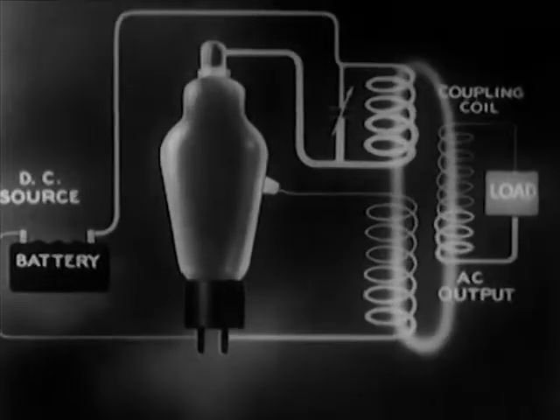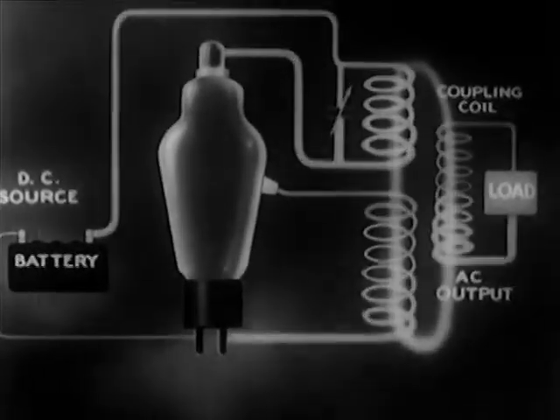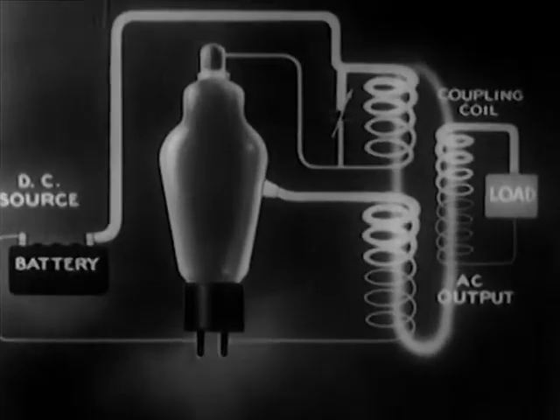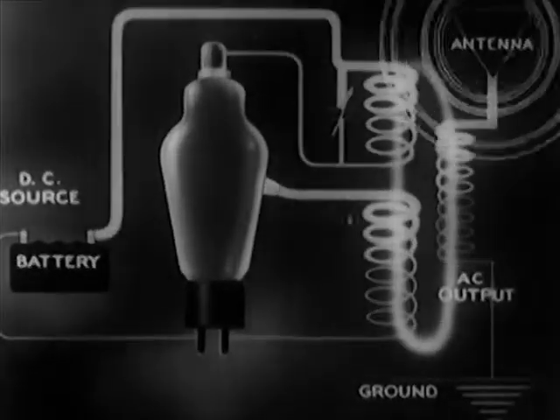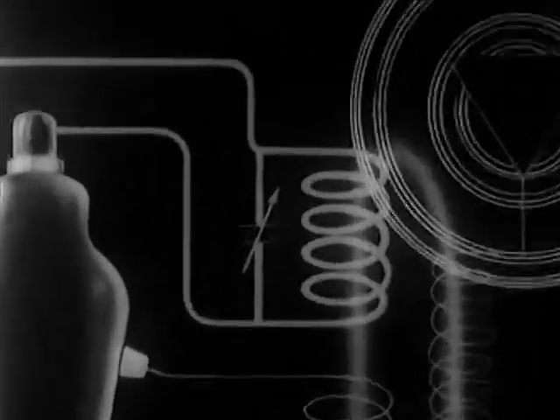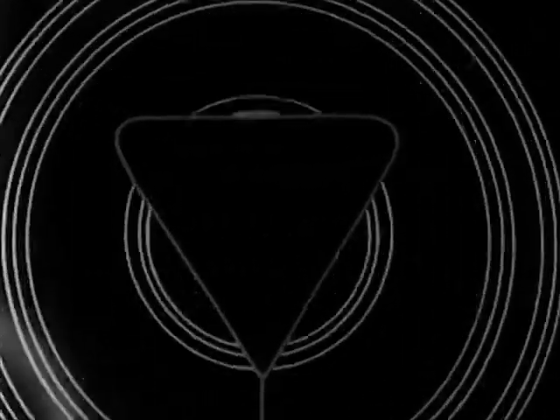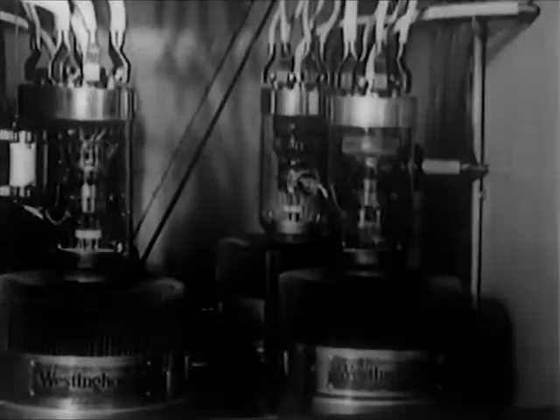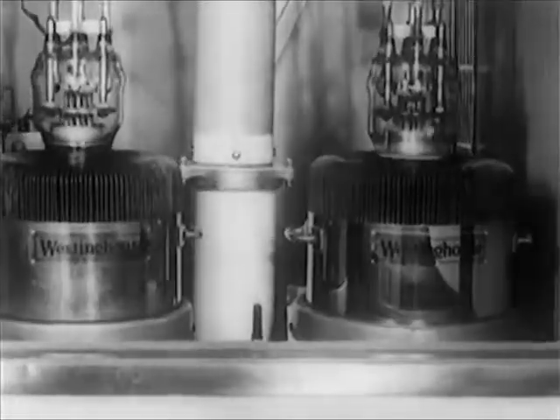This electronic means of generating alternating current is important because it can produce very high frequencies up to millions of cycles, far beyond the range of ordinary rotating equipment. A familiar application of this is the radio transmitter. This modern transmitting room of Westinghouse station KDKA is a far cry from the pioneering equipment of its famous predecessor.